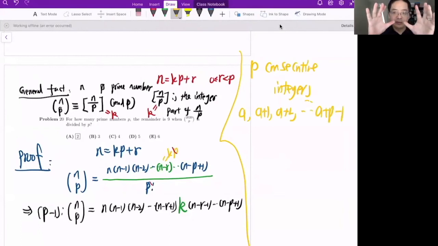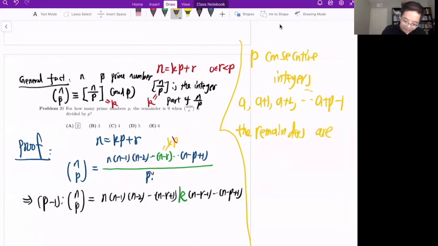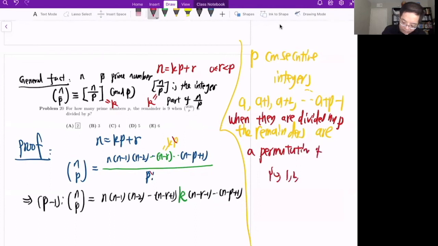A plus 1, A plus 2, and all the way to A plus P minus 1. Clearly, if I have P consecutive integers, when they are divided by P, the remainders are just a permutation of 0 all the way to P minus 1, right? So the remainders, when they are divided by P, are just a permutation of 0, 1, 2, all the way to P minus 1, right?